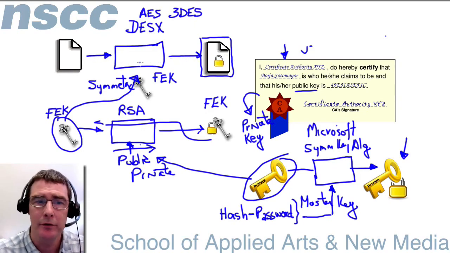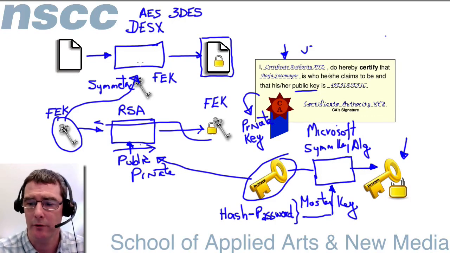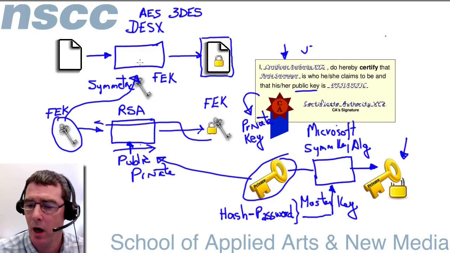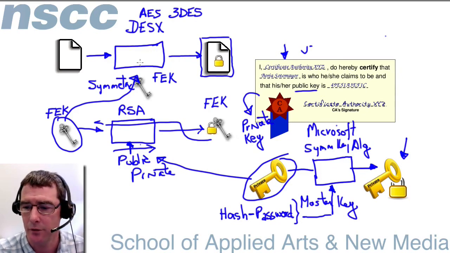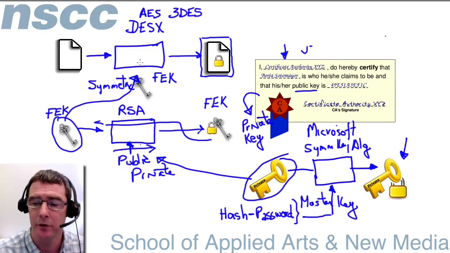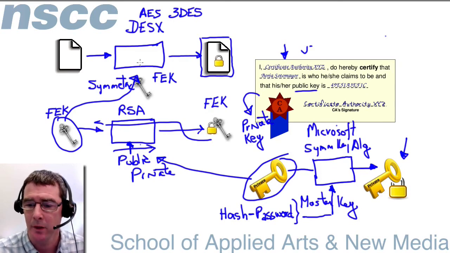So this is an example of how EFS works, and it really helps to know the details of how these certificates work if you're troubleshooting this process. So EFS uses a combination of many technologies to provide secure encryption of files and folders. It uses a hash algorithm to create a master key based on the login password and username.